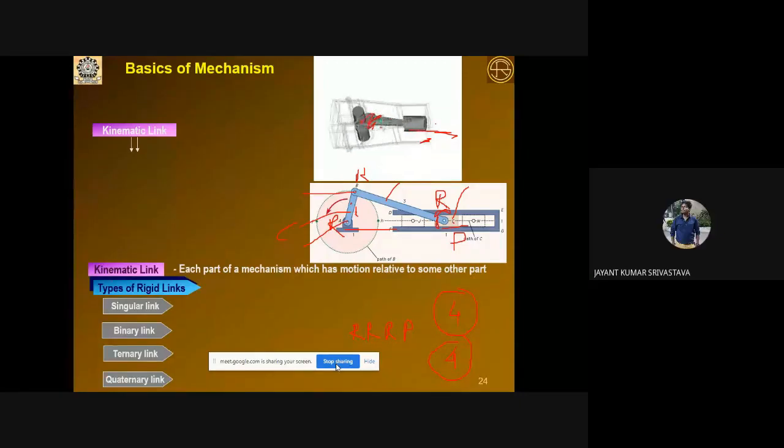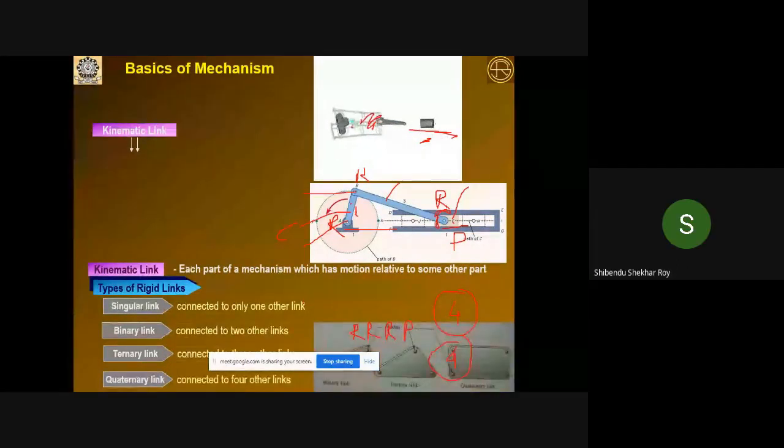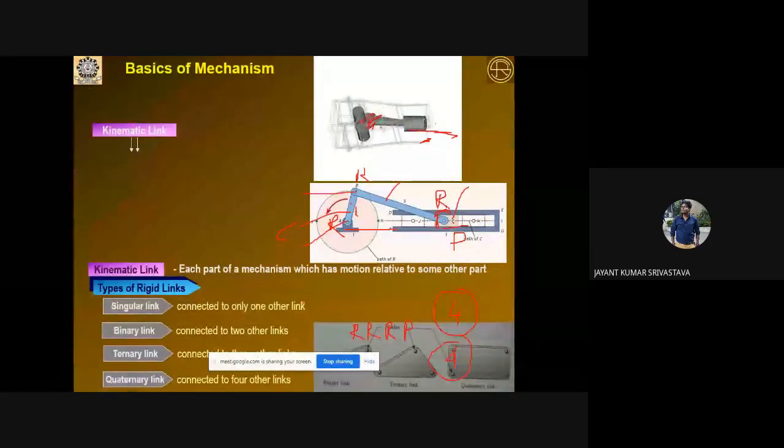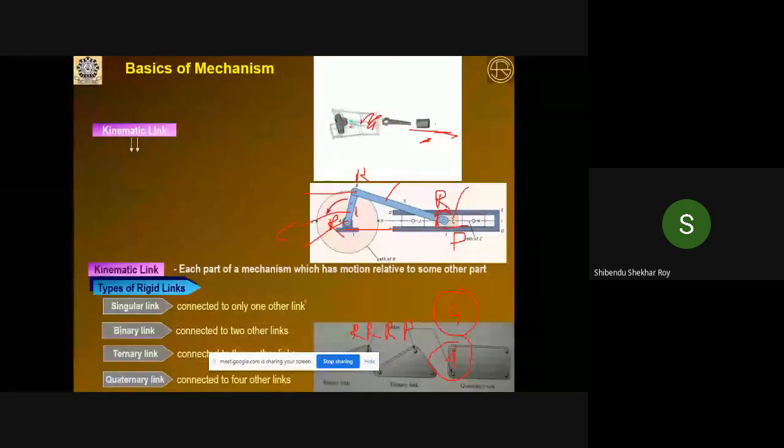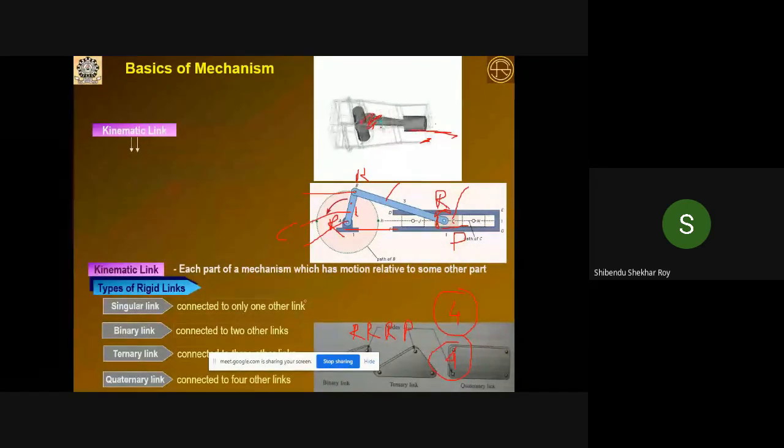Sir, do vehicles also have an open chain mechanism? Because the wheels are connected only to one joint, the axle. A vehicle consists of more than 1,000 mechanisms inside. A vehicle is not a single mechanism. An automobile is a machine. I'll talk about that in the next class. It consists of thousands of mechanisms inside. So that is why some mechanisms are closed chain mechanisms, some may be open chain. Clear? Yes, sir.